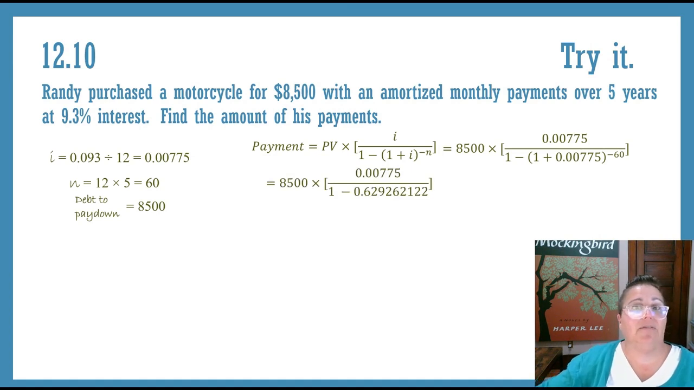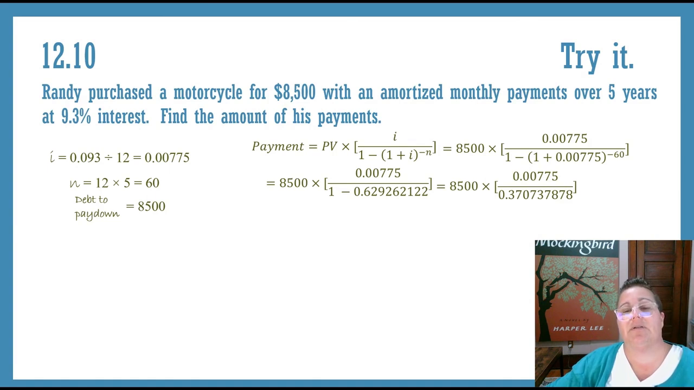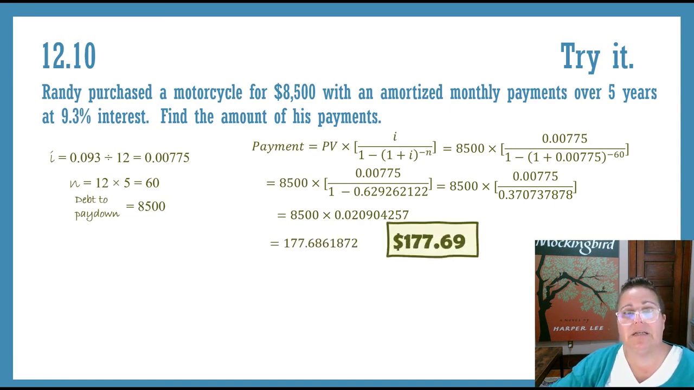So that's going to get me 8,500 times 0.00775 over 1 minus 0.6292622262122. Now I'm going to take that denominator and clarify it by doing 1 minus that decimal, or 8,500 times 0.00775 over 0.370737878. This will give me 8,500 times 0.020904257, or regular payments of $177.69 if I round to the nearest cent.